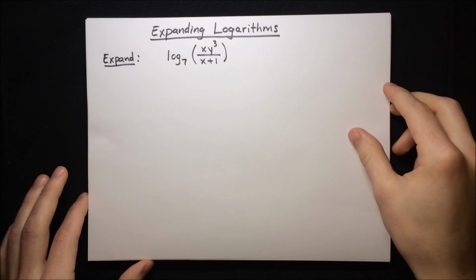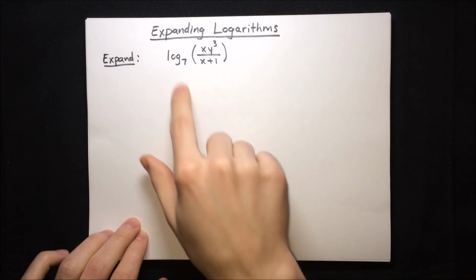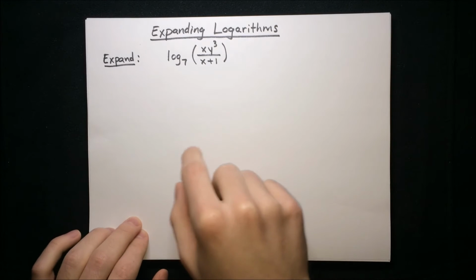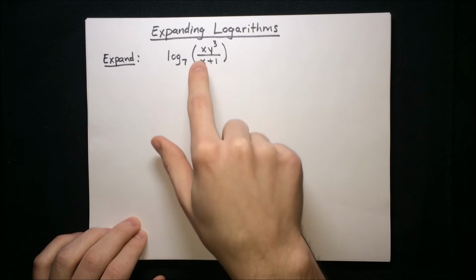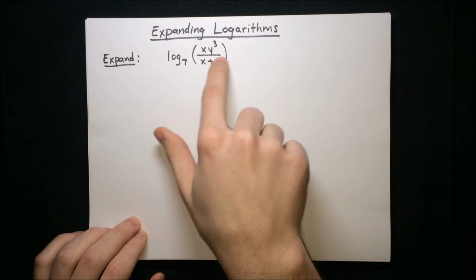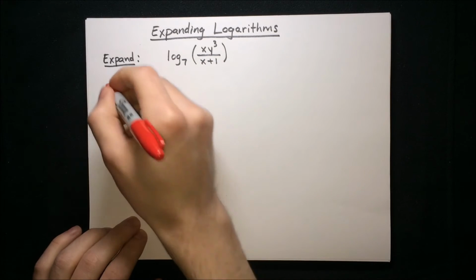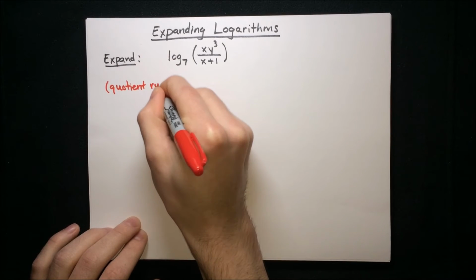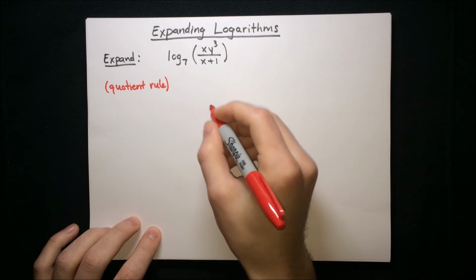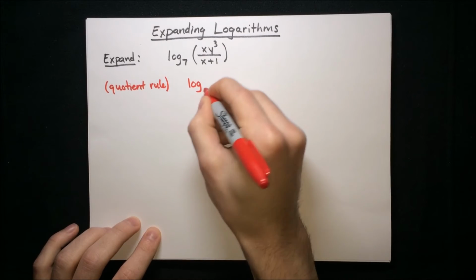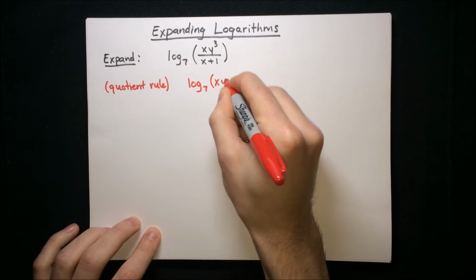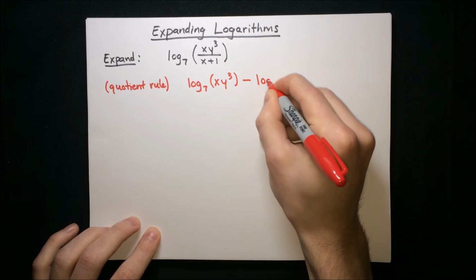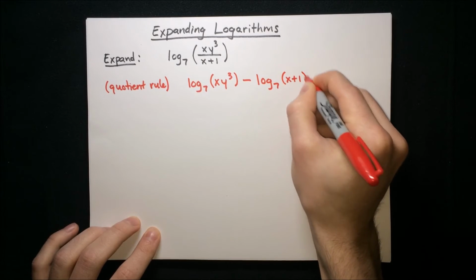Now let's try an expanding logarithms problem. So we're going to take a condensed logarithm and expand it. It's kind of like going backwards in the previous examples. So we're going to start off by noticing that there's a division of terms inside of the logarithm. So we can use the quotient rule. And we'll use the quotient rule to express it as the logarithm of the numerator, xy cubed, minus the log of the denominator, x plus 1.